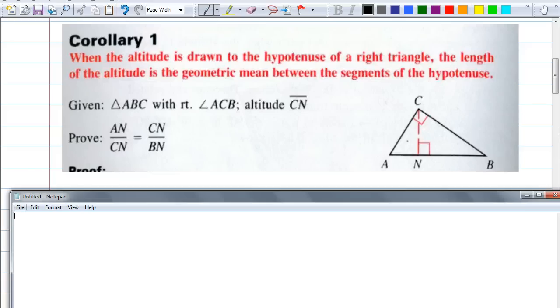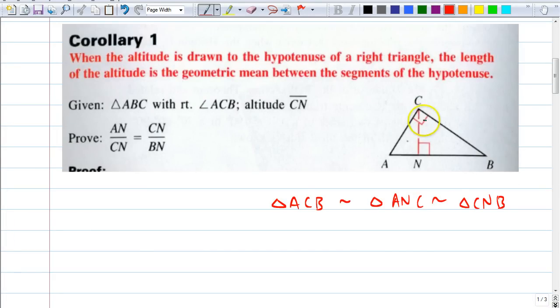Okay, so we got this right triangle. We have drawn the altitude to the hypotenuse, right? Then they're saying the length of the altitude is the geometric mean. Which one of these is the length of the altitude? CN. So can I just call that x? By the way, this is what we had from the previous, right? Three triangles are similar. So can I go to right here, x? Is that okay?